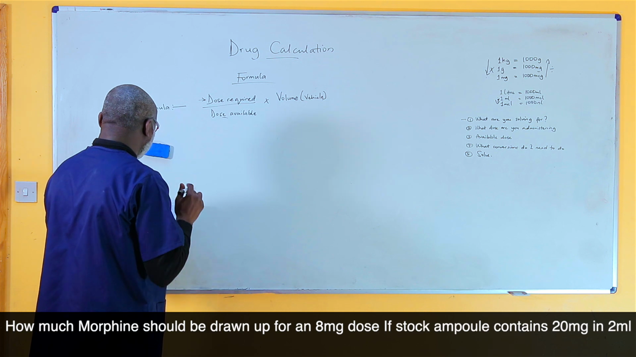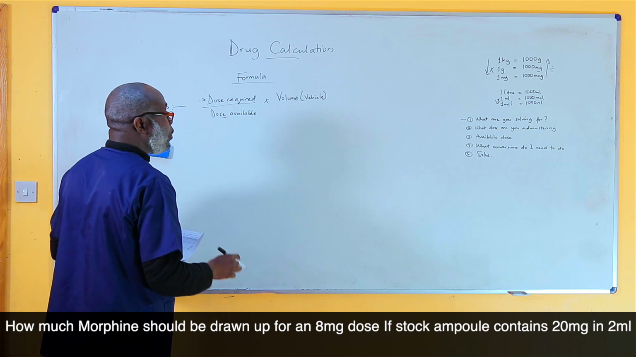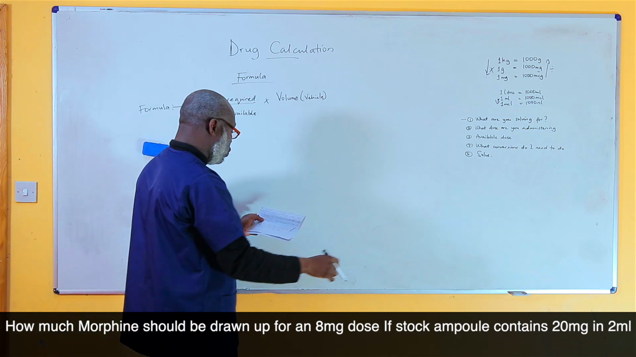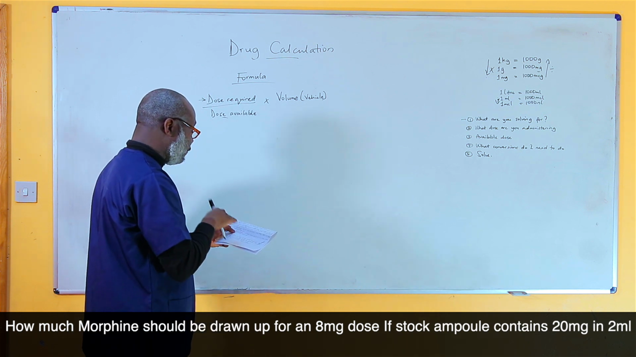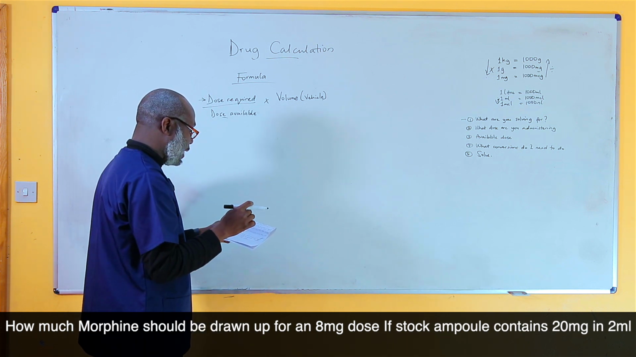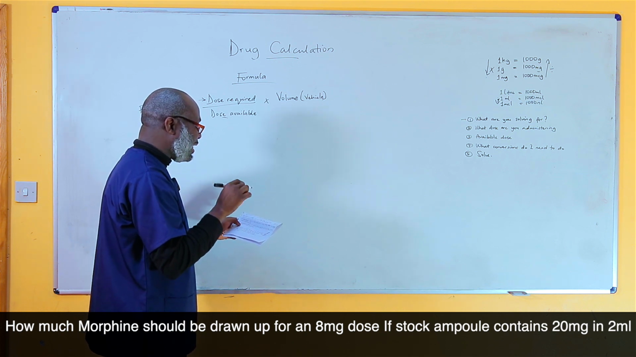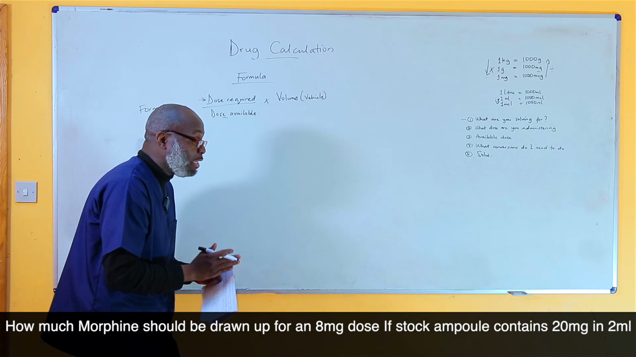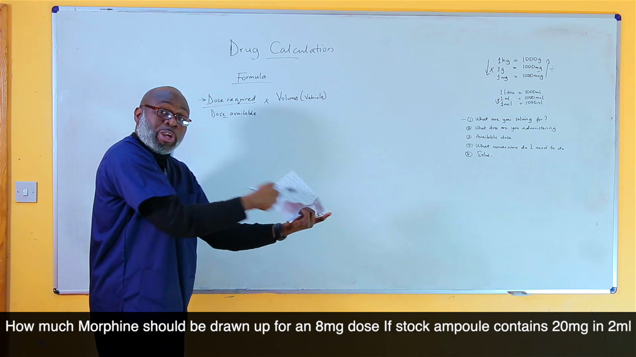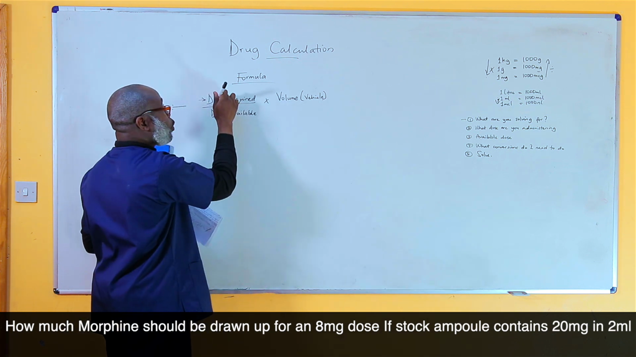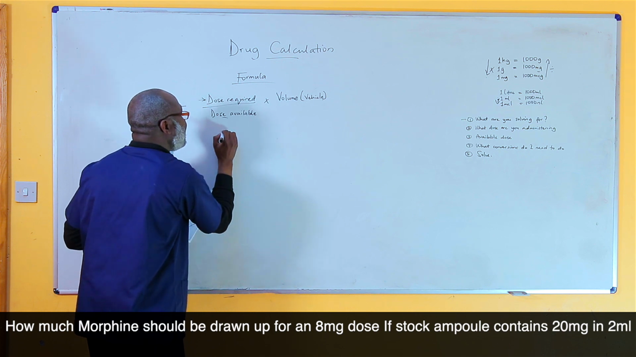Now, how much morphine should be drawn up? That is, what are you solving for? You're solving for the volume of the liquid to be drawn up. It says how much morphine should be drawn up for an 8 milligram dose. That is, you want to give 8 milligram. That is why you're drawing it up. So the dose required that you want to give to the patient is 8 milligram.